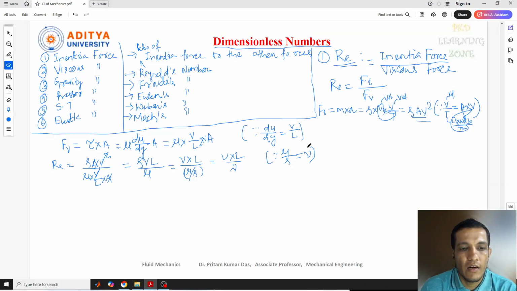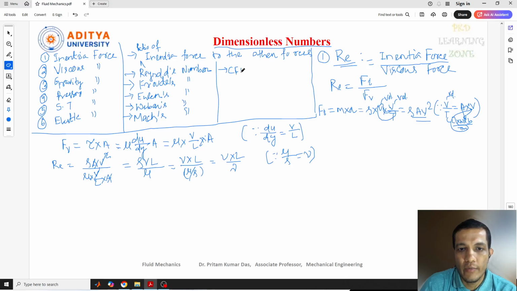Similarly, other numbers can also be described like this. Before going to describe all these numbers, I'll give a hint about why these numbers are required, or why we are going to study these dimensionless numbers. I'll give some applications of these dimensionless numbers. These numbers can be applied in many areas, and I'll give a few examples.